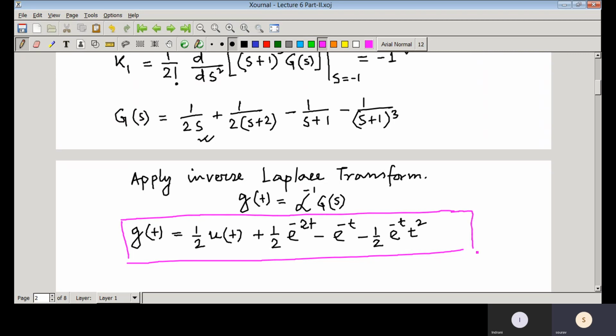And here you can write one thing: as you have taken this u(t) here, this whole thing would work when t is greater than or equal to 0, because the unit step function is defined like this: whenever t is greater than 0 you have some value, and when t is less than 0 it would be 0. So that thing is clear.